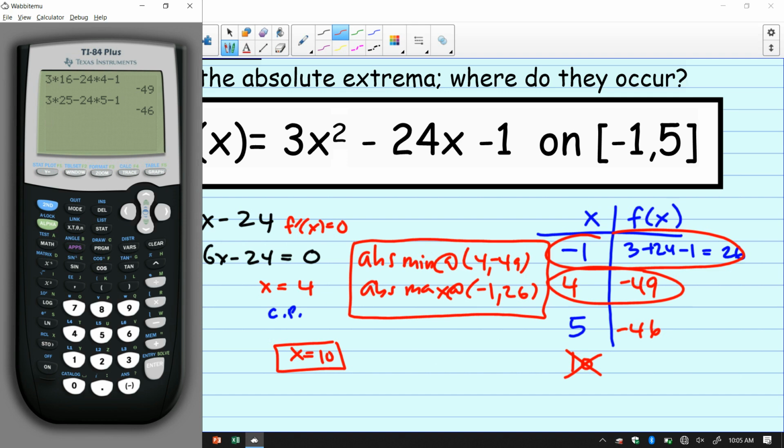But guys, if they ask you for the absolute max value, what would that answer be? 26. Do you guys see that? Okay, and that is a trick that they ask you on the AP test. And since they trick you on the AP test, I thought I would try to trick you as well.